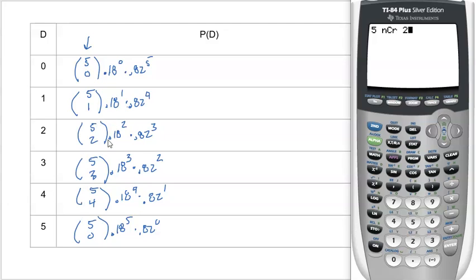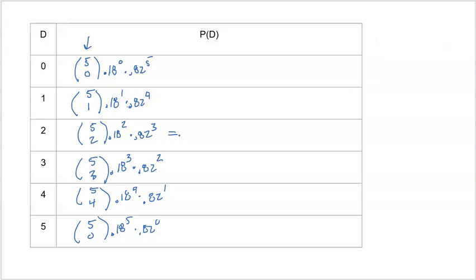But this is the 5, choose 2. And that tells me there's 10 different ways that can happen. So I take 10, multiply by 0.18, raised to the 2 defective batteries, times 0.82, raised to the 3. So there's 10 different ways that you could have 2 defectives, 3 non-defectives, and boom, there's your probability, 0.1786.